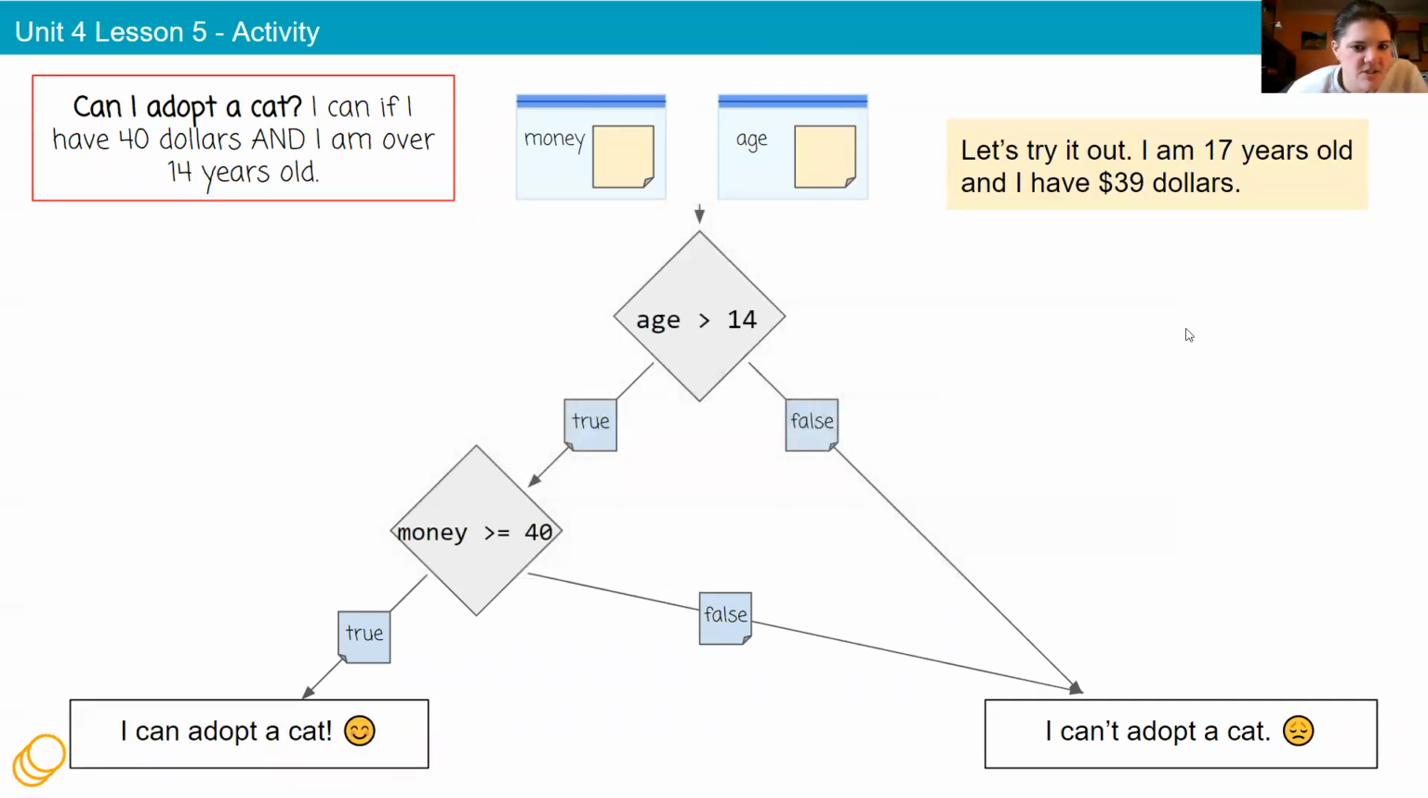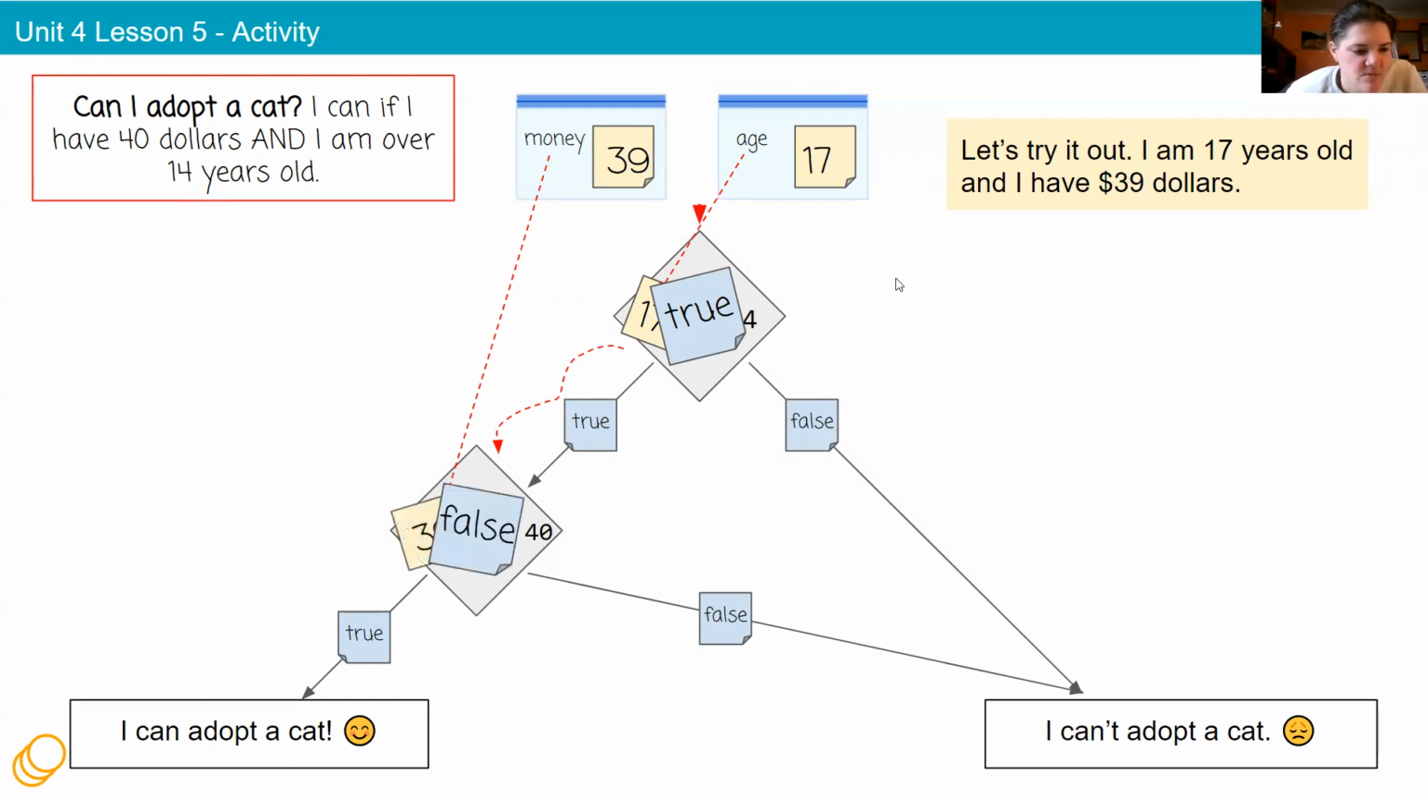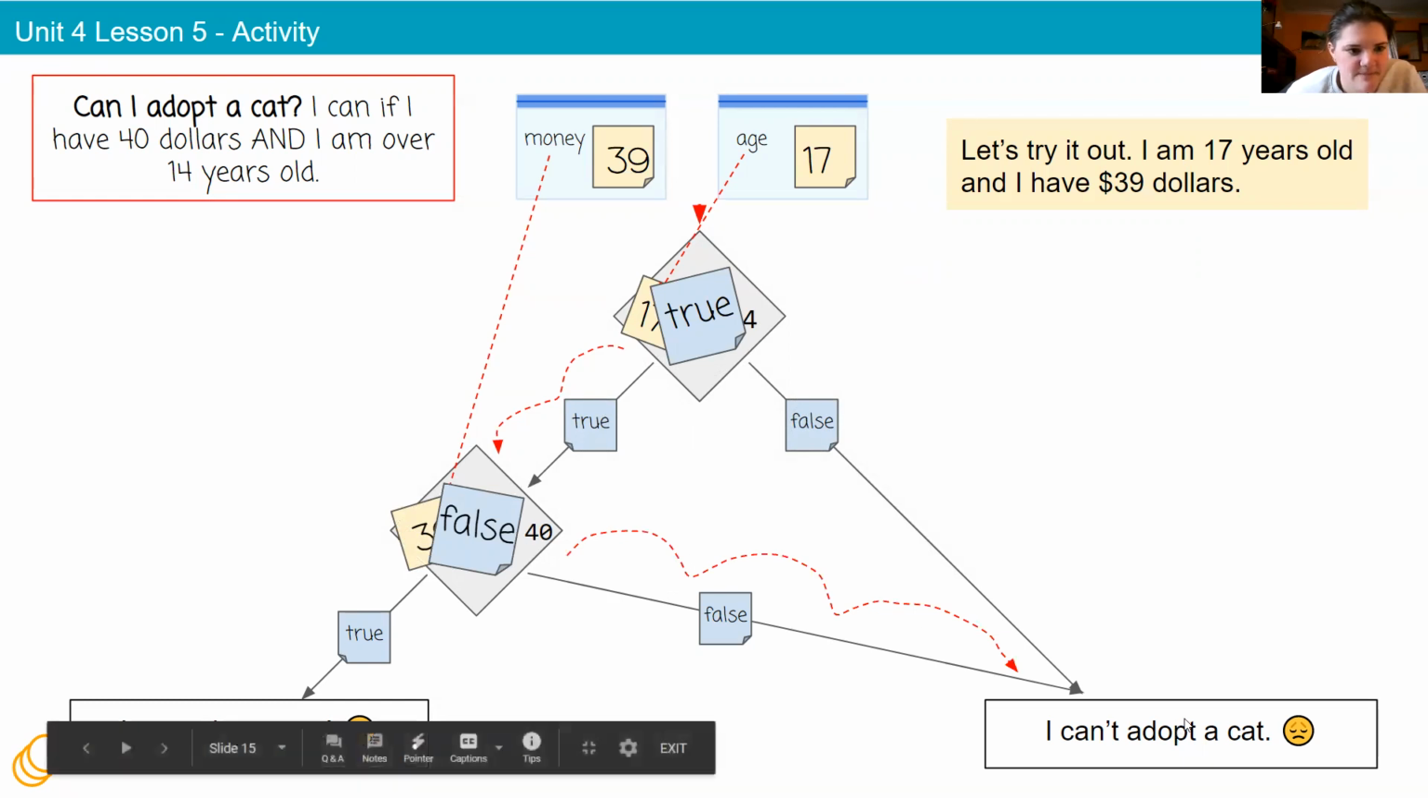So here we've got a situation where a person is 17 and has $39. So 17 and 39 go into my 2 variables, and now we'll evaluate. First, we look at, is age greater than 14? We plug in the age for our variable, that's 17, and we get true. So we move to the next expression. Next, we evaluate, is money greater than or equal to 40? So we plug in our variable for money, that's the number 39, and we evaluate and get false. That means that we end up over here with no cat.